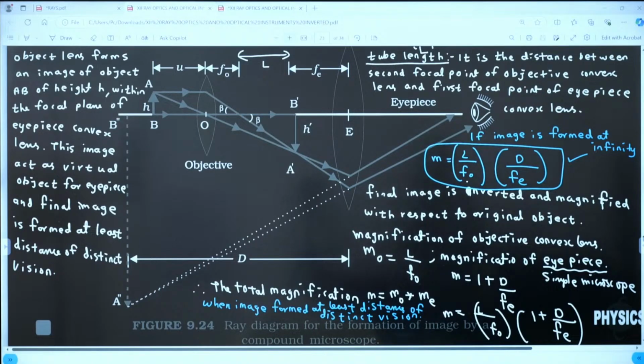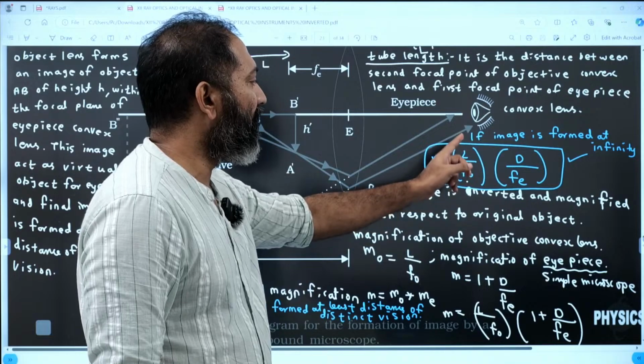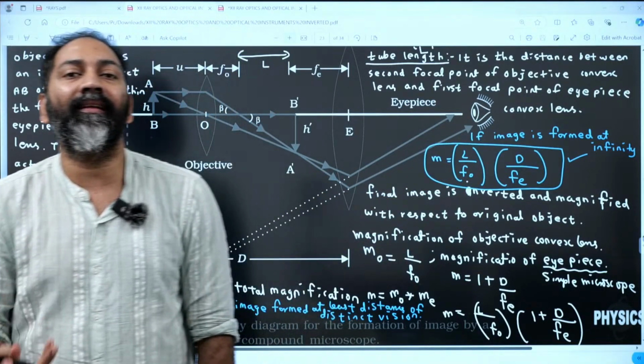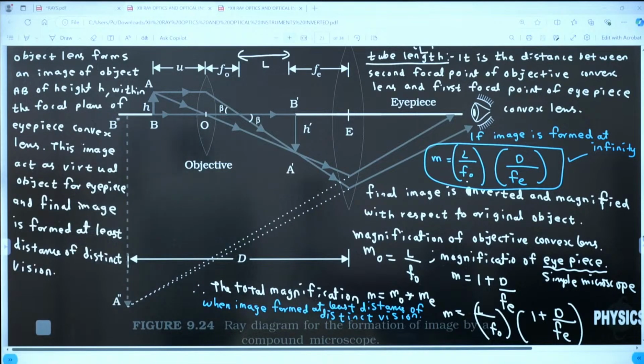L by FO into 1 plus D by FE, when should it be used? When the image is formed at the least distance of distinct vision. When the image is formed at infinity, the formula should be L by FO into D by FE. Now how we are getting this magnification is not required. Just simply by heart the final answer. Any doubt?